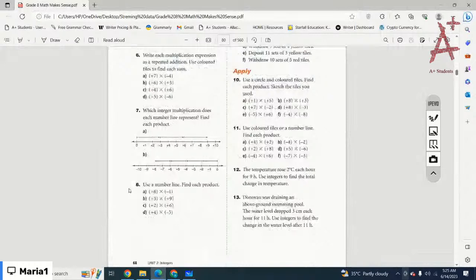Just look at question number 8. Use a number line. Find each product. So you have to multiply these numbers using the number line. Got it?